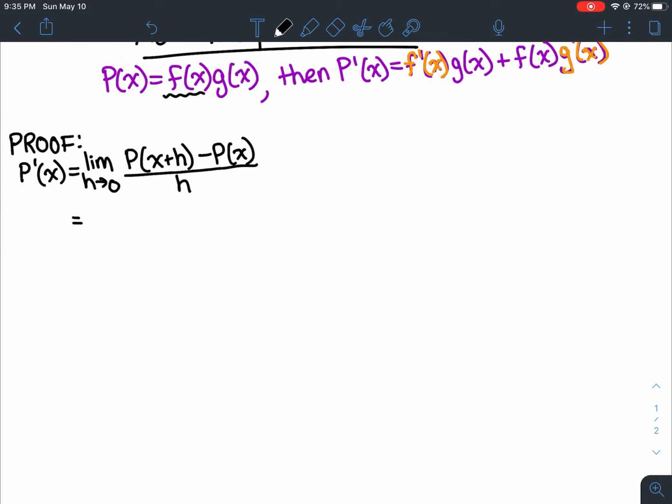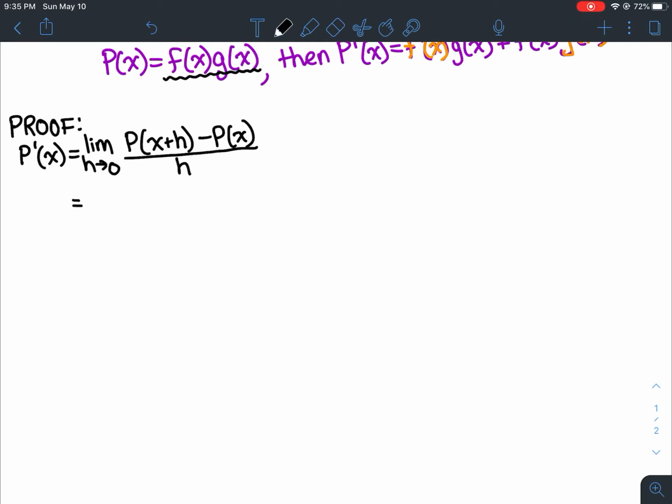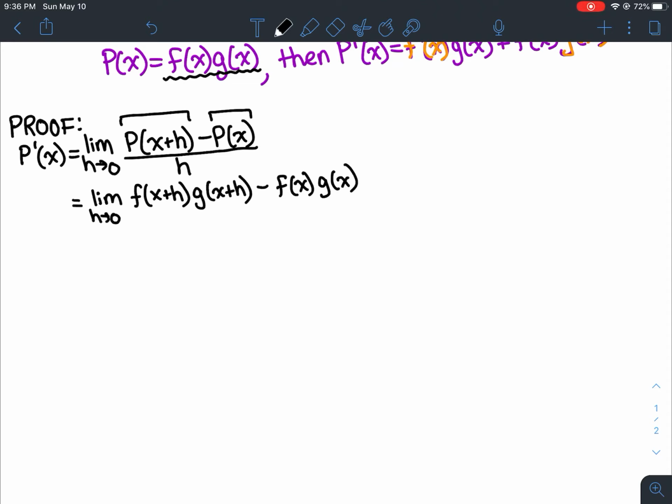Now, if we pretend that this is our actual function, f of x times g of x, then we can go ahead and write it into our first principles definition. Okay, so the first part is going to turn into f of x plus h times g of x plus h minus, then this part is just straight p of x, so that's just going to be f of x times g of x. And the whole thing is divided by h.